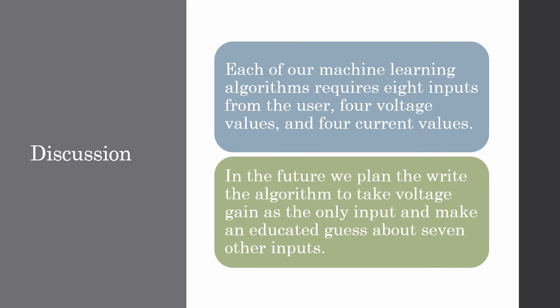So far, each of our machine learning algorithms requires 8 inputs to operate. It needs 4 voltage values and 4 current values. The user will need to calculate these 8 different values to use one of our algorithms. That is very time consuming and cumbersome. Hopefully in the future, we can modify the algorithm to take in the voltage gain as the only input and make an educated guess about the 3 other voltage values and the 4 current values based on the training data. Furthermore, it will be neat to implement a GUI to the algorithm so that it's easier for the user to use.